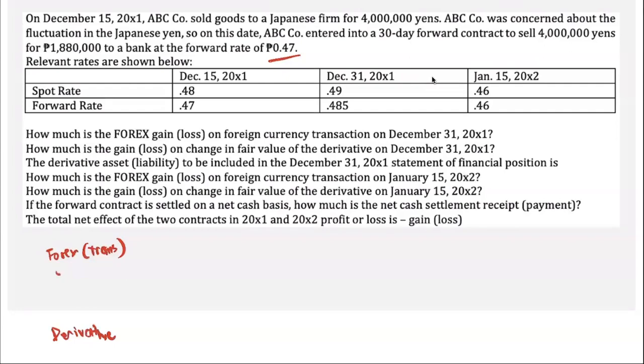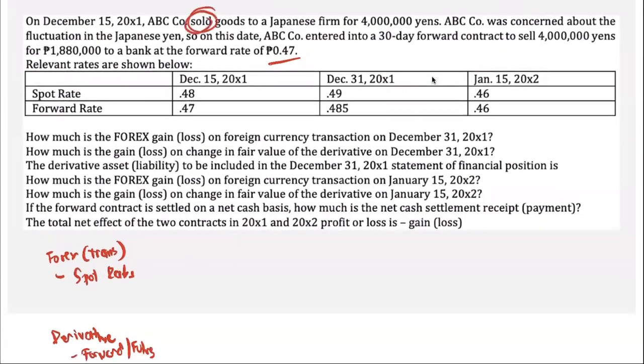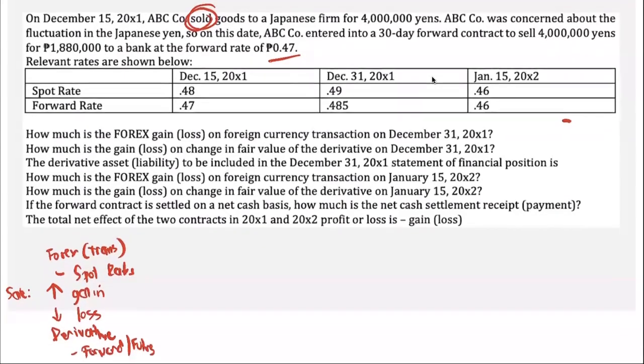Okay. What do we use on your forex transaction? The spot rates. Alam naman na ninyo yan. Sa derivative, yan yung forward rate or yung futures rate. So what is our foreign transaction? Our transaction is a sale. What is the rule on the sale? If ever the foreign currency increases, there is a gain. If the foreign currency decreases, it is a loss. Clear? Okay. So let's account first for your foreign currency transaction.